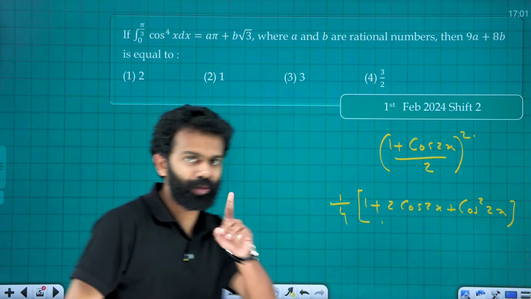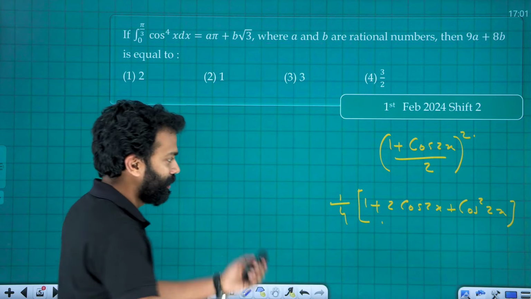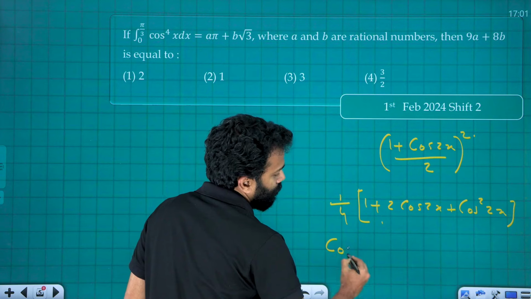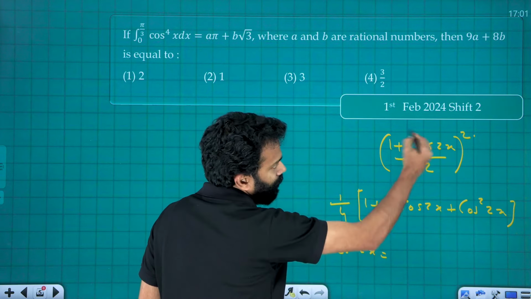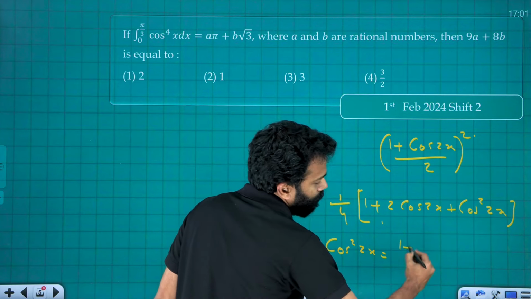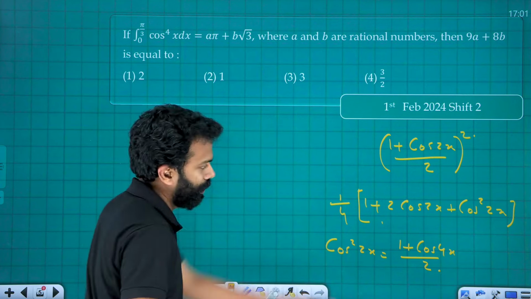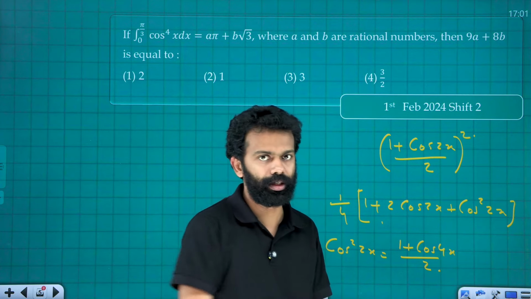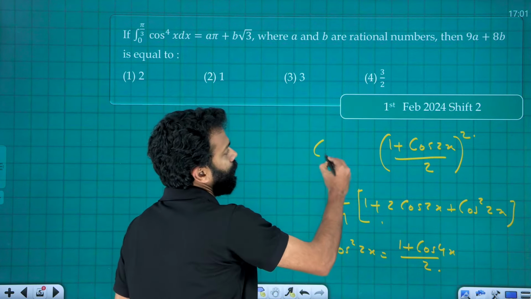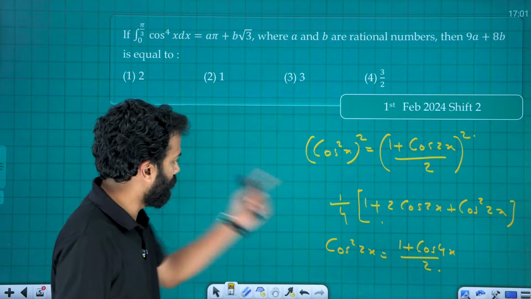There is one more thing. We need to formulate this again. So, what is cos square 2x? Cos square 2x will be (1 plus cos 4x) by 2. We can substitute this over here. Then we can integrate. So, this is basically (cos square x) the whole square. So, we can apply it over here.